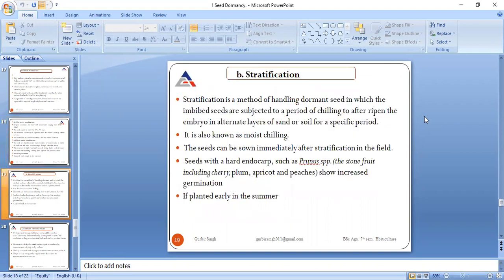Next is stratification. Stratification is a method of handling dormant seed in which the imbibed seeds are subjected to a period of chilling to after-ripen the embryo in alternate layers of sand and soil for a specific period. It is also known as moist chilling. The seed can be sown immediately after stratification in the field. Seeds with a hard endocarp such as prunus, apricot, and peach show increased germination if planted early in the summer.